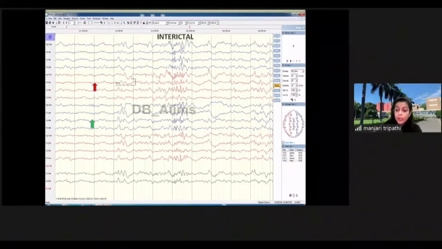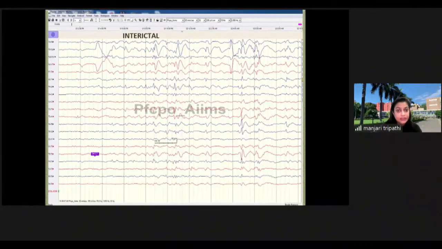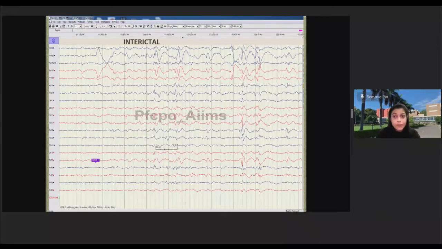Yeah, so we did look at the interictal in another montage. This is another snapshot, not the same epoch. It is an interictal in the circumferential montage. And we can see here that there are multiple sharps which are seen with a phase reversal around T3.